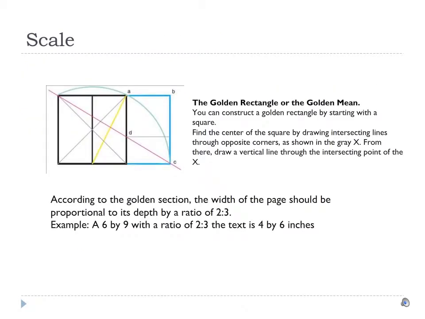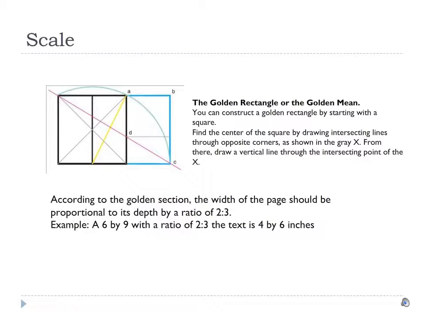The golden rectangle or golden mean are part of the fundamental basis of scale. You can construct a golden rectangle by starting with a square. Then find the center of the square by drawing intersecting lines through opposite corners as shown in the gray X. From here, draw a vertical line through the intersecting point of the X.